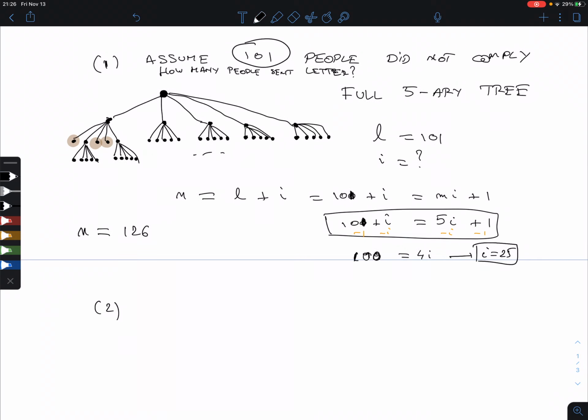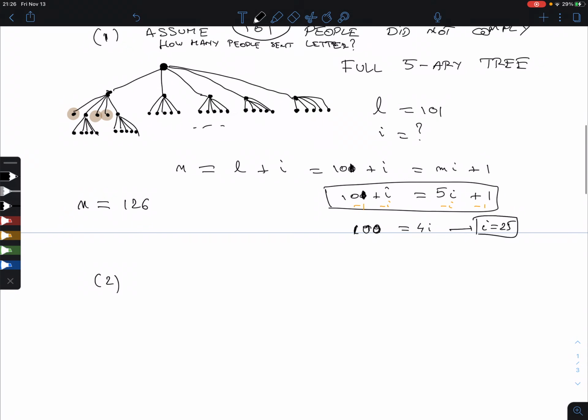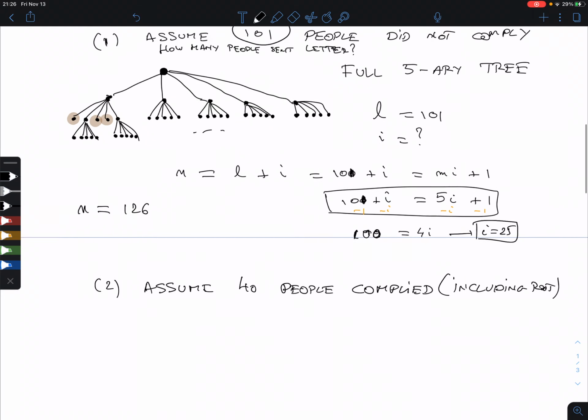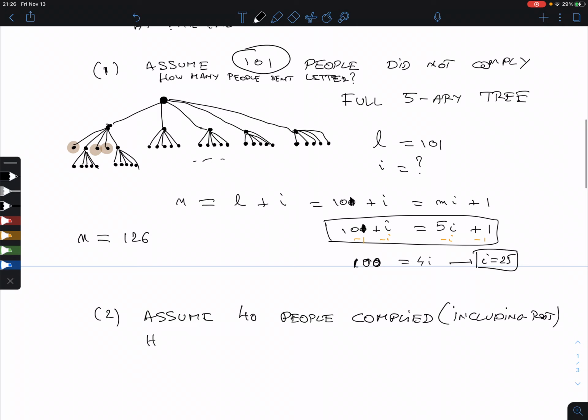Okay, so let's consider the same situation, but now assume 40 people complied. And let's include the root in that. The guy that originates, of course, he does it, right? He tells himself, you have to do this, and he says, okay, I'm doing it. So 40 people complied. Again, the same question. Now, the question is, how many people were involved in this?